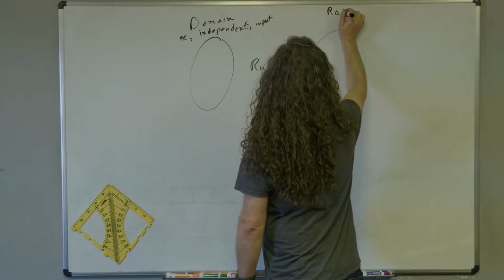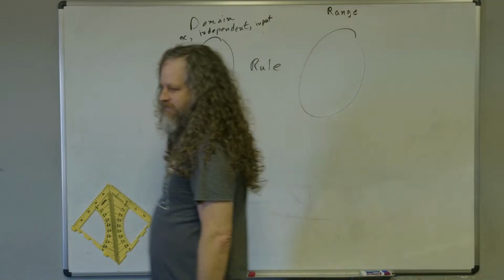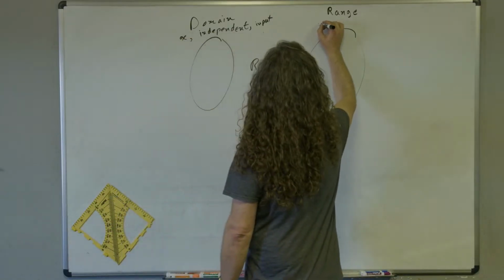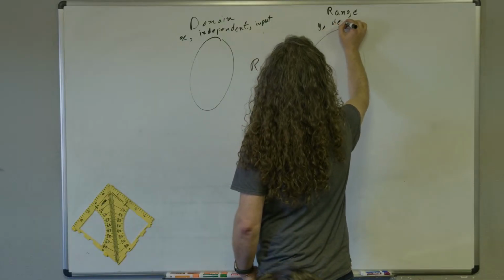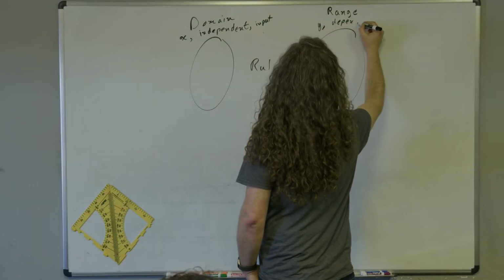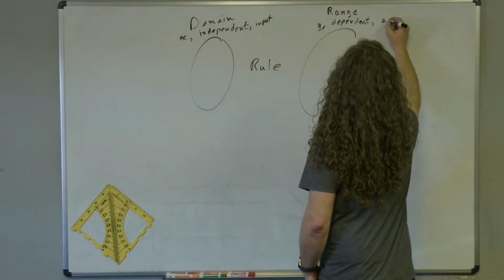What else do we call the range? What are some other names for it? The y, or dependent, or output. All true. Y, dependent, and output.